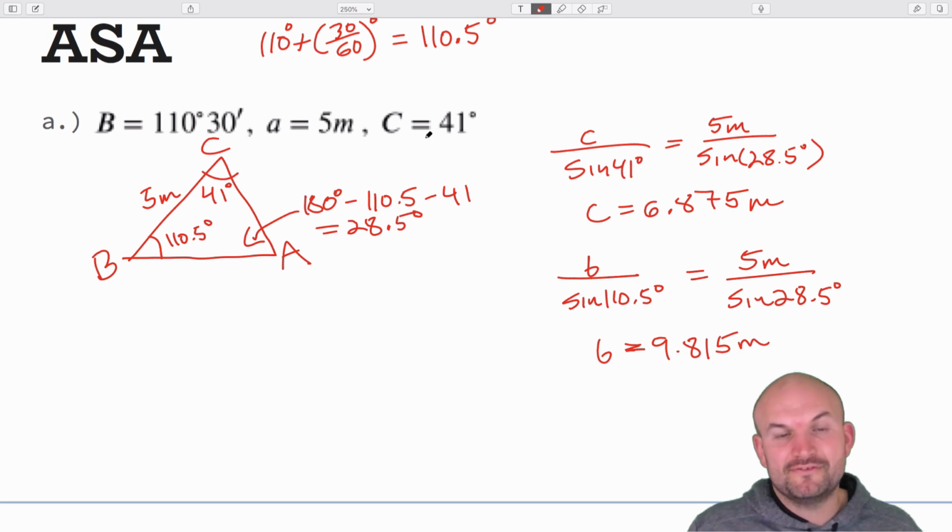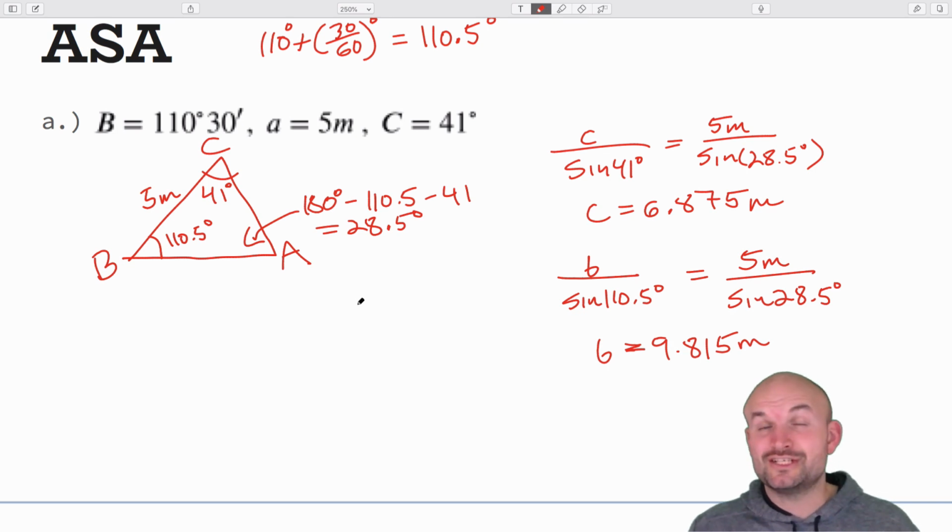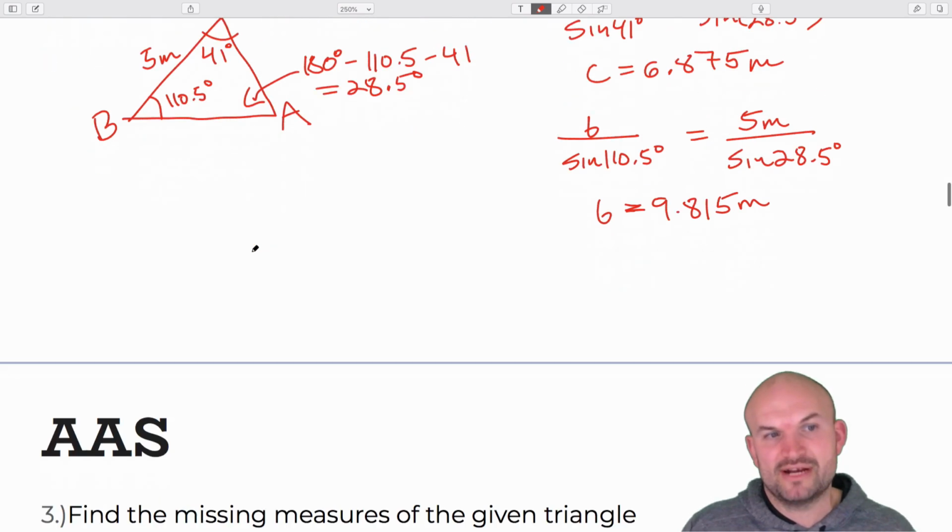And that's really all we need to do for those problems. If you don't have a ratio when you're doing the law of sines, you have to make sure you have one. If you don't have a ratio, look to see what you need to do to obtain a ratio. In this case, we just needed to subtract our other two angles from 180 to find our missing angle. Then we could find the ratio.